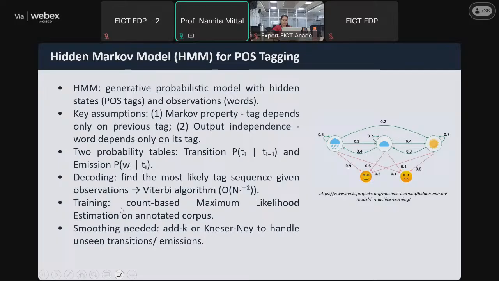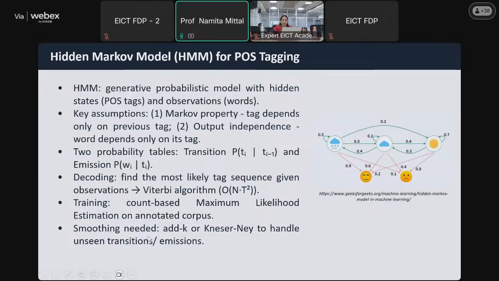So it is based on the count, maximum likelihood estimation on an annotated corpus. So it depends on the corpus we are using. Maximum likelihood: what are the chances that it is going to happen? Which has the highest probability? Sometimes it doesn't work. Somehow in the formula, if a case is never seen, it means the probability so far is 0. Then how do we handle it? That is through smoothing.